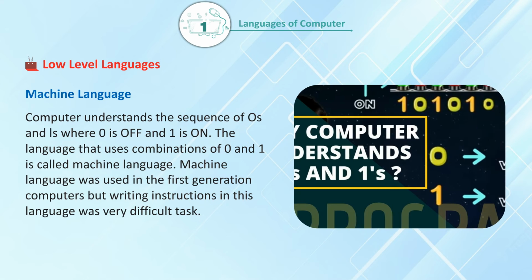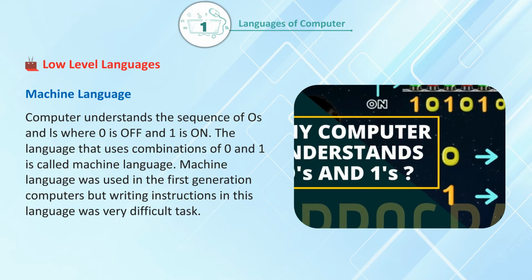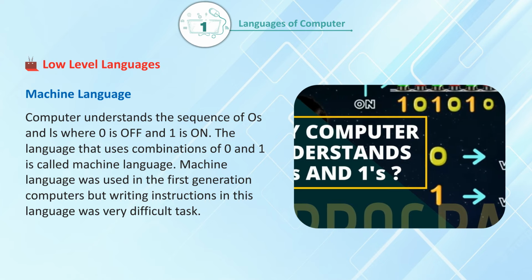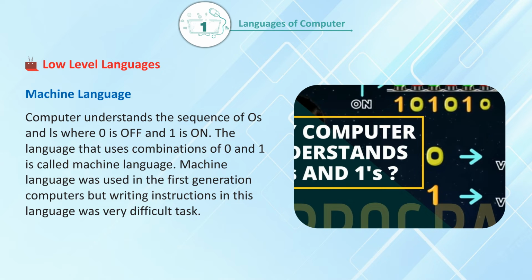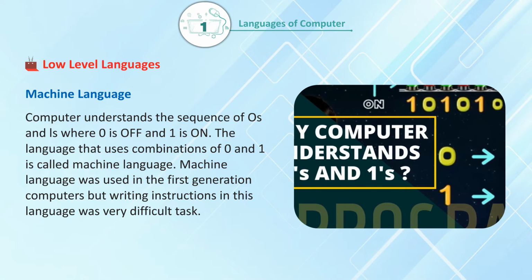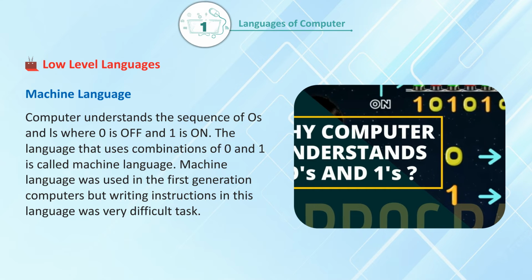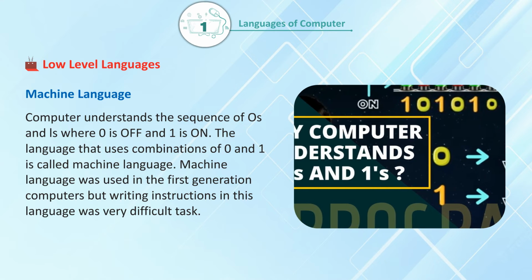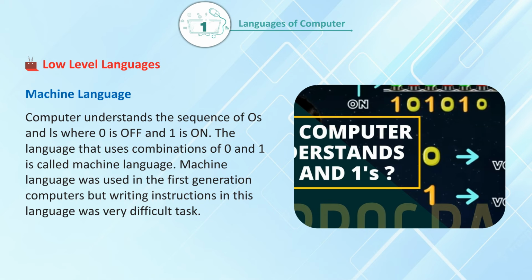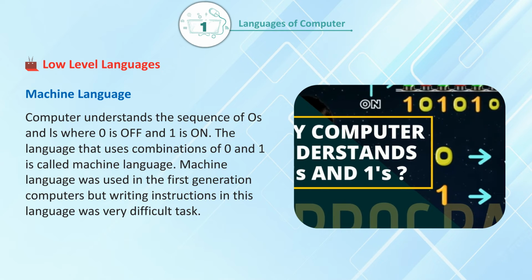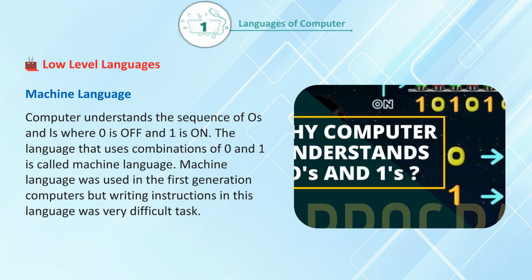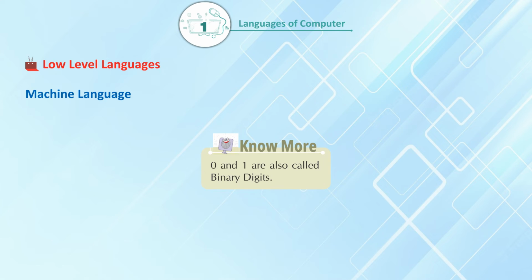Machine language. A computer understands the sequence of zeros and ones, where 0 is off and 1 is on. The language that uses a combination of 0 and 1 is called machine language. Machine language was used in the first generation computers, but writing instructions in this language was a very difficult task. 0 and 1 are also called binary digits.